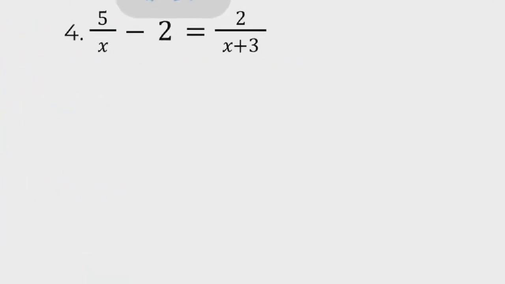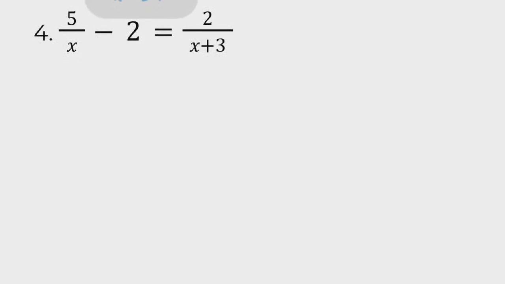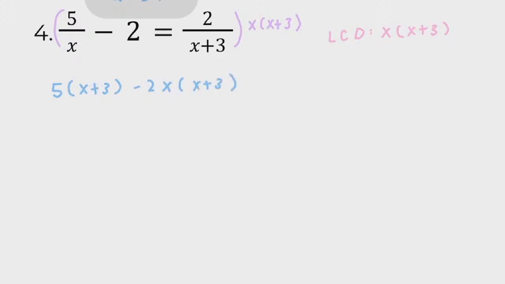In this next problem, we have 5 over x minus 2 equals 2 over (x plus 3). So the LCD is going to be x times (x plus 3). And we're going to multiply everything by the LCD. And that gets rid of the fractions in the problem. So we have 5 times (x plus 3) minus 2 times x(x plus 3) equals 2x. So next we're going to distribute. So that's 5x plus 15 minus 2x squared minus 6x equals 2x.